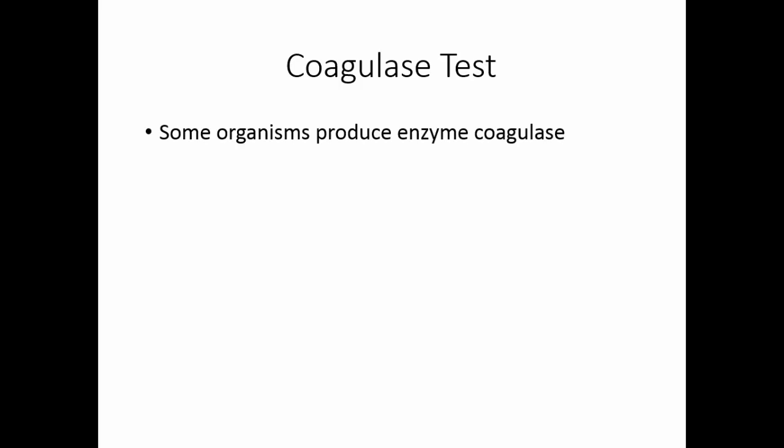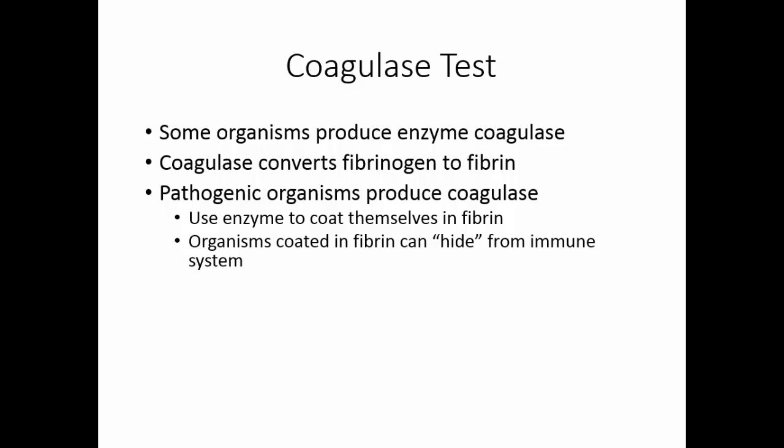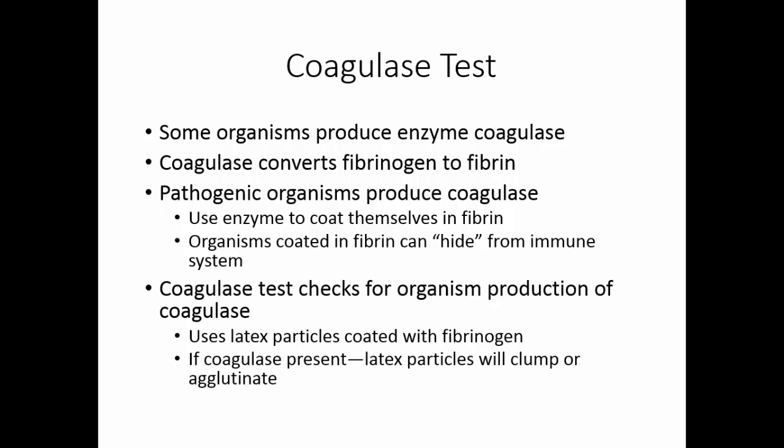Some organisms produce the enzyme coagulase. Coagulase is an enzyme that will convert fibrinogen to fibrin. Pathogenic organisms produce coagulase because they can use this enzyme to coat themselves in the host fibrin. If they're coated in host fibrin, they basically can hide from the immune system and won't be attacked. The coagulase test checks to see if the organism produces the enzyme coagulase. It uses latex particles that are coated with fibrinogen. If coagulase is present, the latex particles will clump or agglutinate.